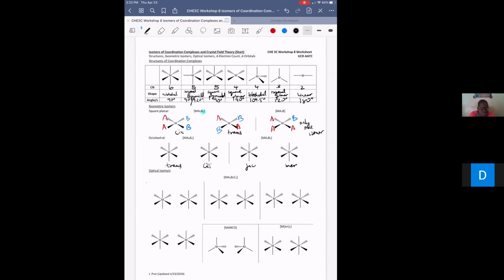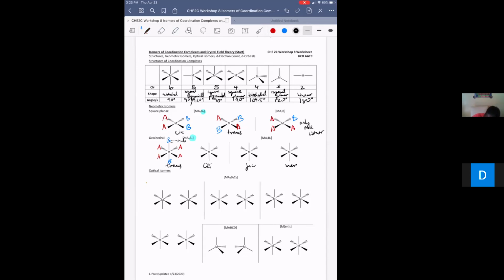And for our trans isomer, we have 2 ligands that are identical. In this case, it's our ligand B. Those will be 180 degrees away from each other like they were in our trans square planar complex, right? So we can put our B ligands 180 degrees away from each other. And then the other 4 ligands we have are all ligand A, so we can put those in our other positions. We'll call the positions above and below the plane of the metal our axial positions. So these are axial.